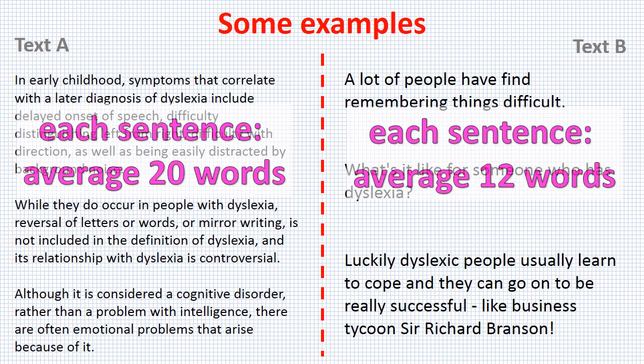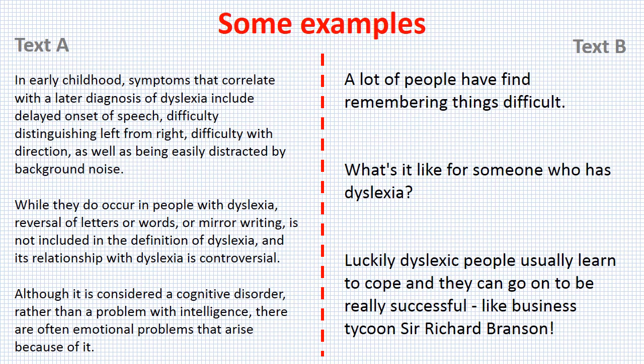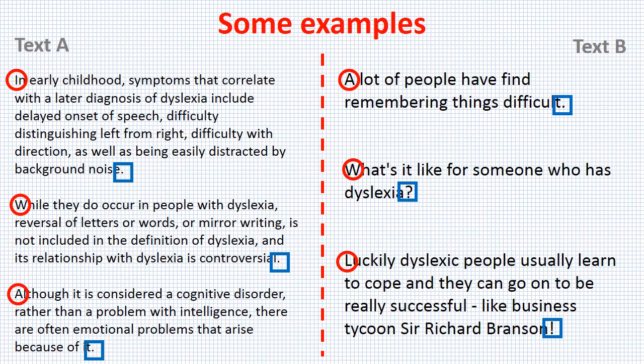So what are the ingredients of a sentence? Well, every sentence starts with a capital letter and ends with a full stop or a question mark or an exclamation mark. So far, so basic. So let's go into a bit more depth.